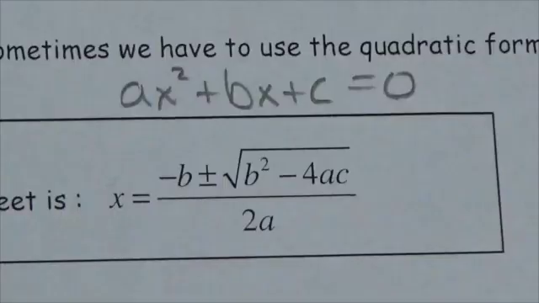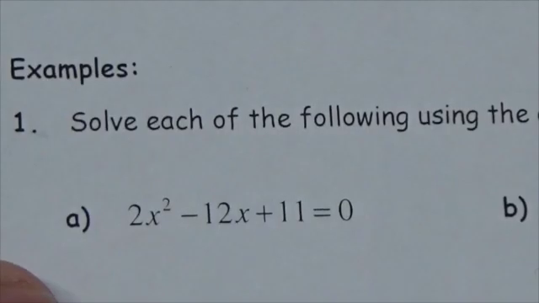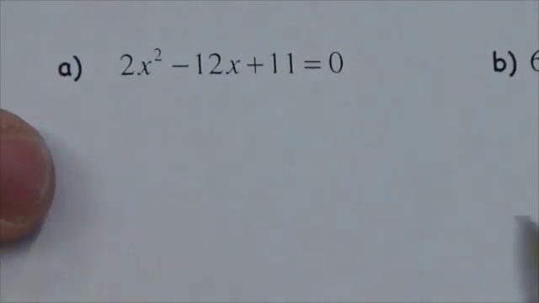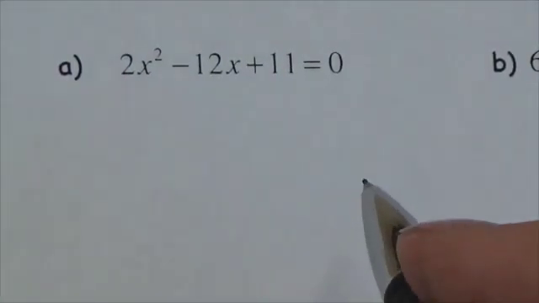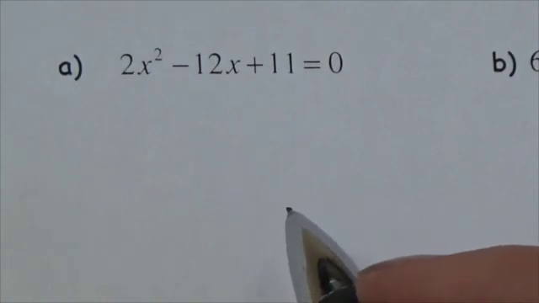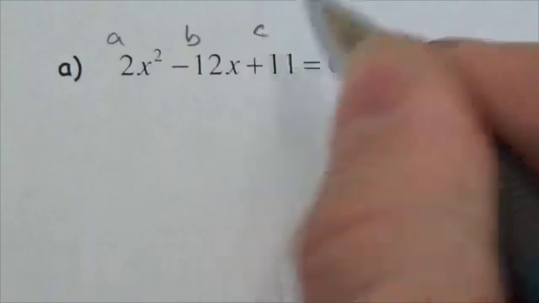Now, let's take a quick look at some questions. Look at the following examples. Okay, here we go. We're going to solve this one. We're going to use the quadratic formula for this, not the quadratic equation. So in this case, remember, a is 2, b is going to be negative 12, c is going to be 11.